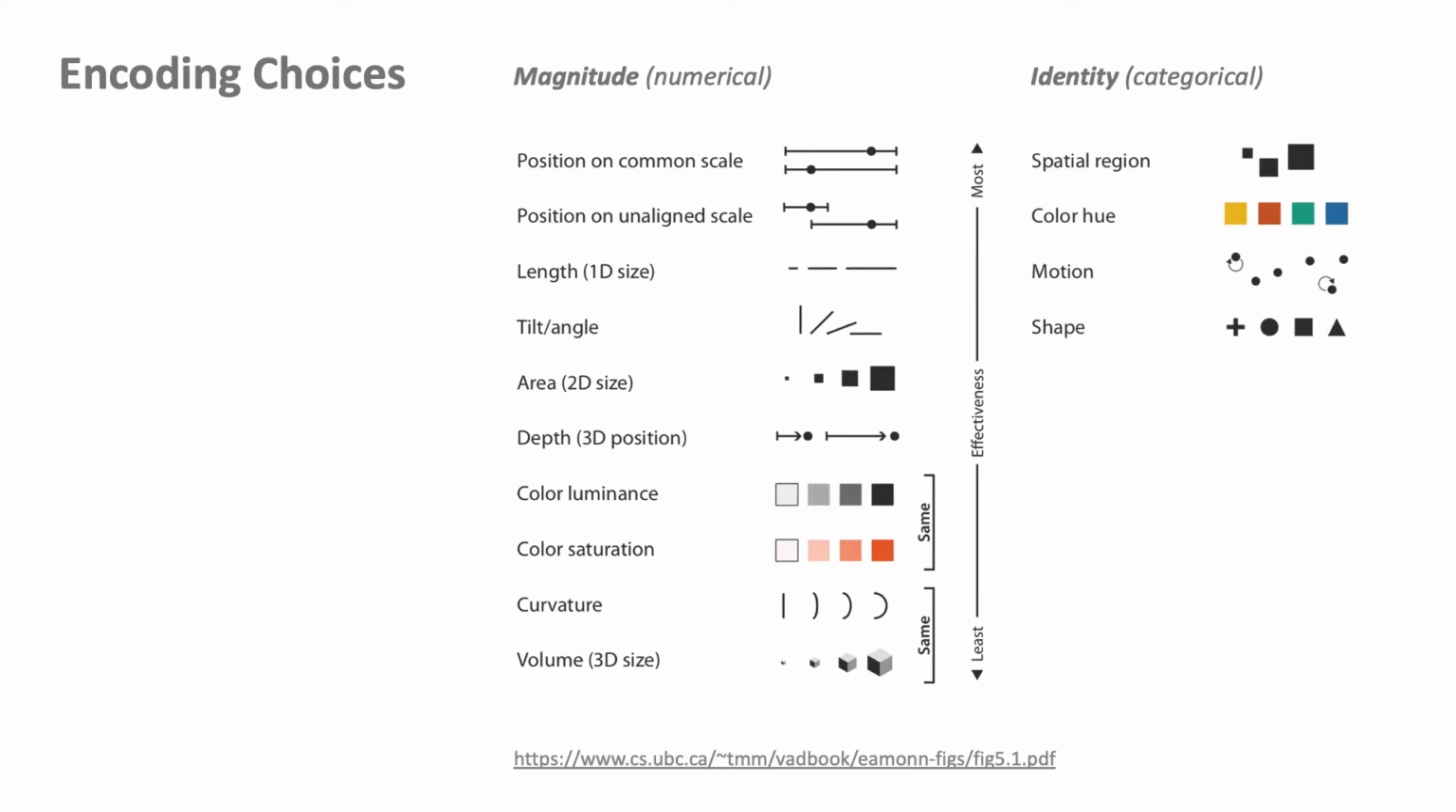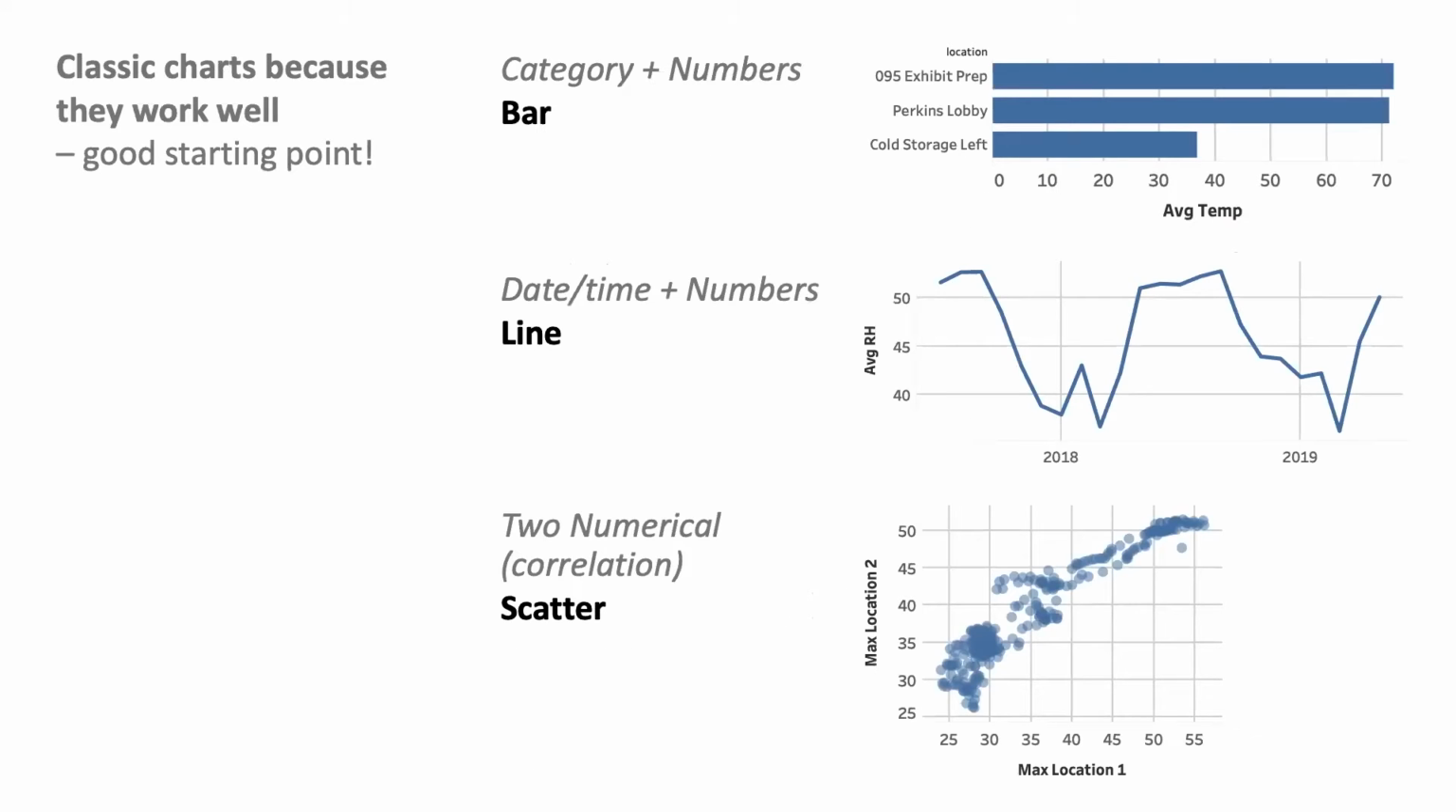And so what this leads us to in my general guidance is the classic charts that we see a lot, that we're very used to. I think they're classic for a reason, and that's because we're really good at perceiving these sorts of comparisons. So at the top you see if we have categorical variables and some sort of number that we want to look at, like here, I'm saying 3 different locations within the library and the average temperature throughout the year, a good place to start is a bar chart.